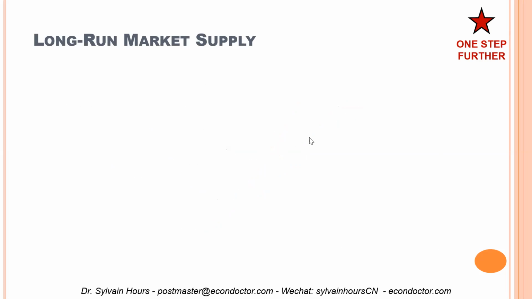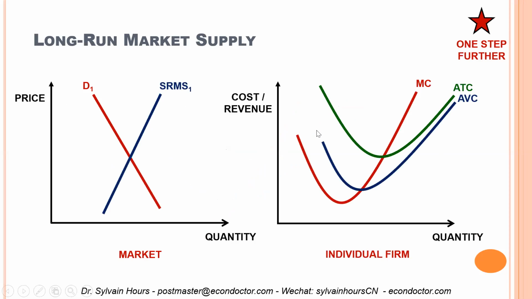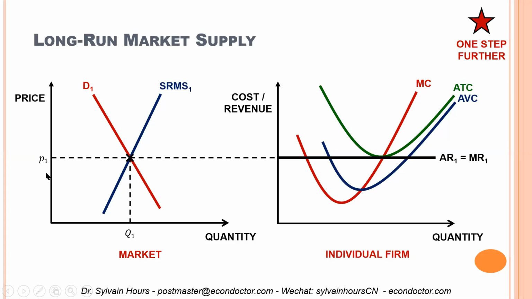Okay, all right, I will start with a long run equilibrium. You see, this is my short run market supply, this is my demand curve, and you see that the price is such that the price is equal to the minimum of the average total cost. So that's why I can see that this is a long run equilibrium where all firms make normal profit. Okay, so we start from there. This is our starting point.